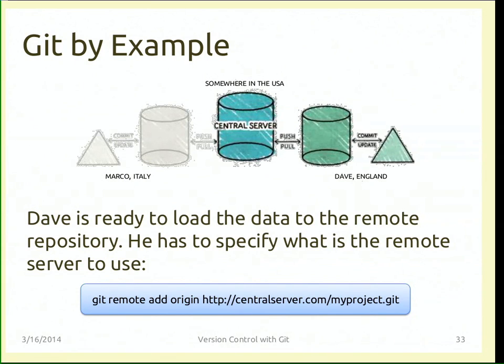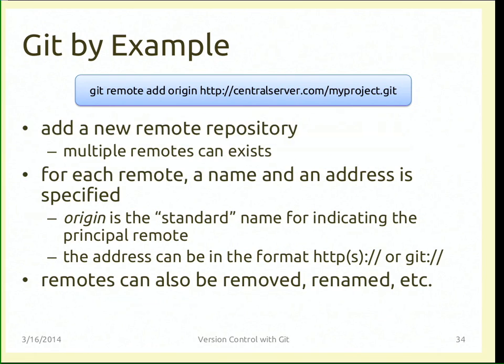So at this point, Dave is ready to load everything to the central repository. But we can have multiple remote repositories, so he has to specify which remote repository you want to load data to. He performs this operation with this command: git, all the commands in git start with git. Remote, because our operation regards a remote repository. Add, because we want to add a new remote. Then we need the name of the remote and its URL.